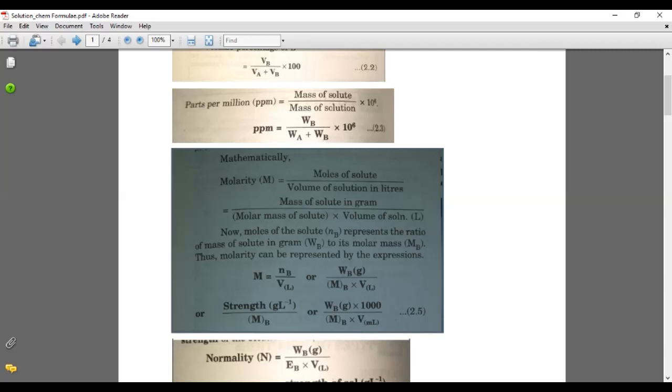In another case, suppose it is written M by 10 HCl solution. The very simple meaning of this abbreviation is that one tenth of 1 mole of the solute is dissolved in 1000 ml of the solution. One tenth of 1 mole of HCl means 36.5 divided by 10, which is equal to 3.65 gram of HCl dissolved in 1 liter of the solution, and so on.